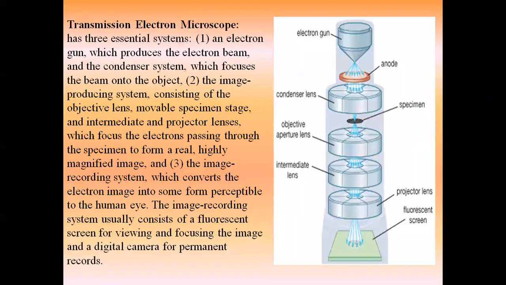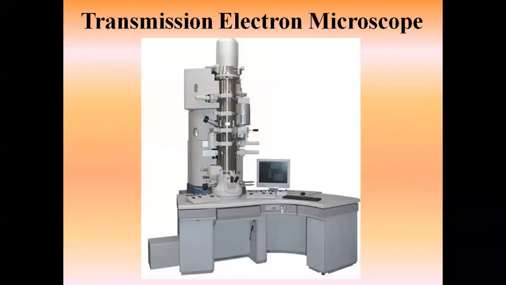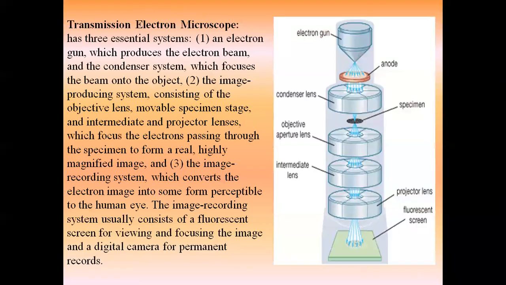So is it clear with these two types of microscopes? Transmission electron microscope: here we are using the electron gun. The anode is accelerating the electrons. Then you have your condenser lens, which is condensing and focusing on the specimen. The specimen is kept on the mesh. The mesh will vary in shape and size.